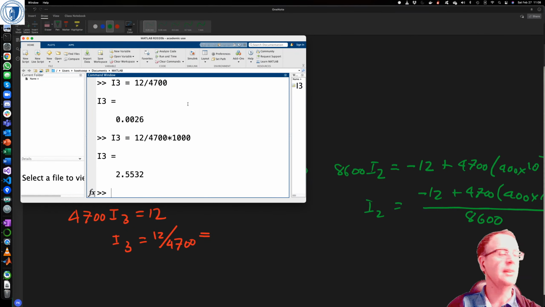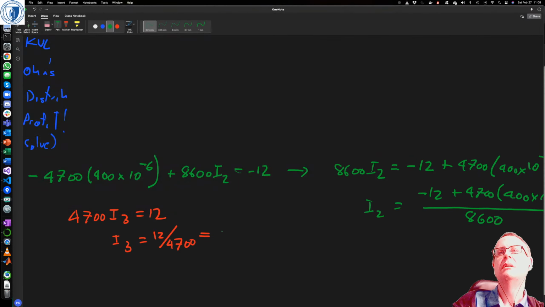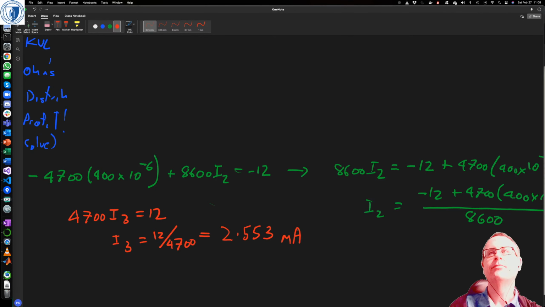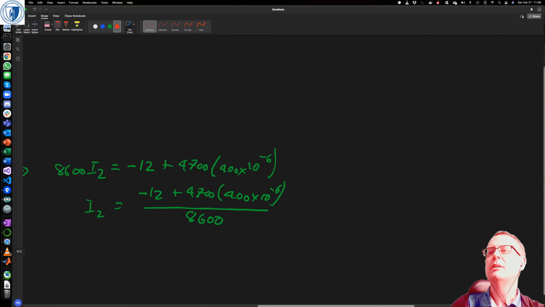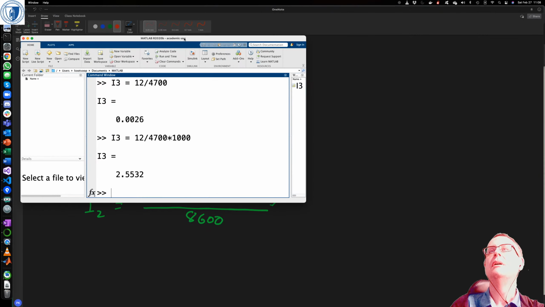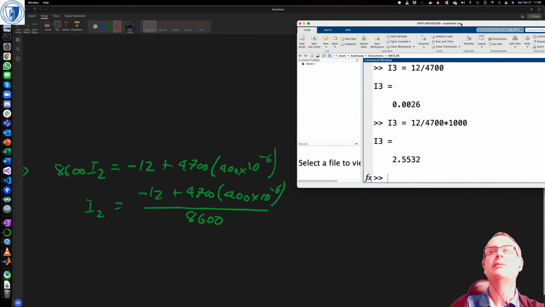Right, so it's 2.553. Let's just get the right color. 2.553 milliamps. And then let's scroll that over and see if we can plug that in for I2.